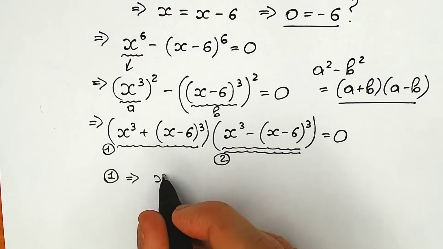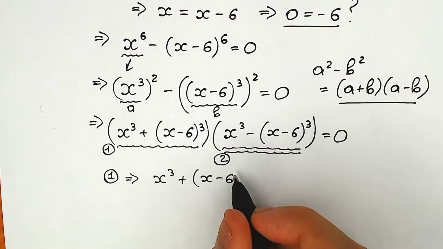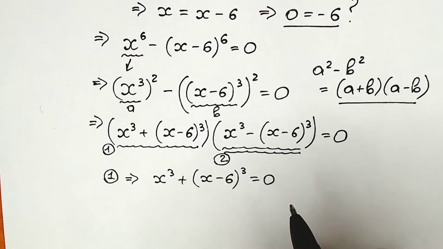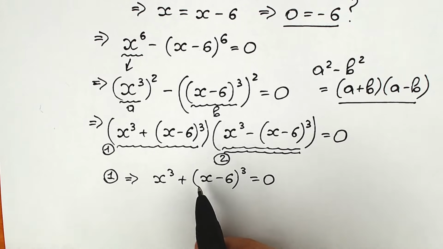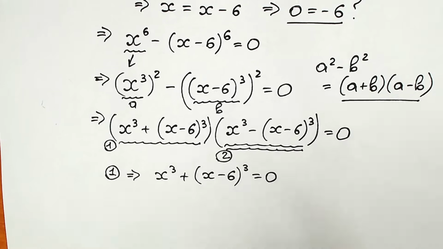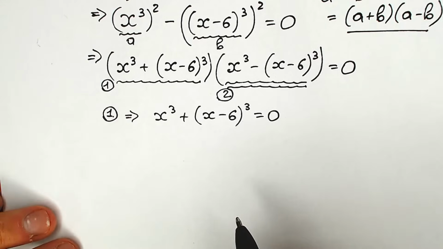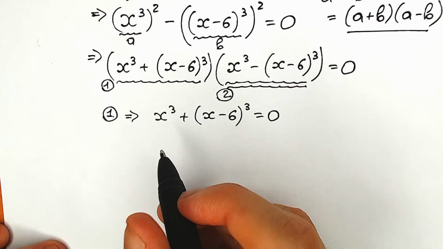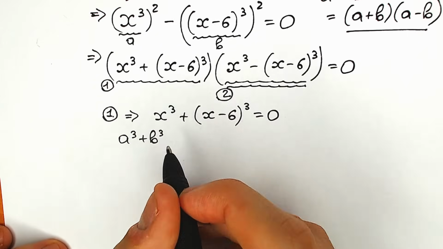As a result, we have x cubed plus (x minus 6) to the power 3 is equal to 0. Let's solve this expression first, but let's consider it as a sum of two cubes, and I hope everyone knows this formula from school. This is like a sum of two cubes. I'm going to write it right here. So we have a cubed plus b cubed. Okay, as a result, what do we have?